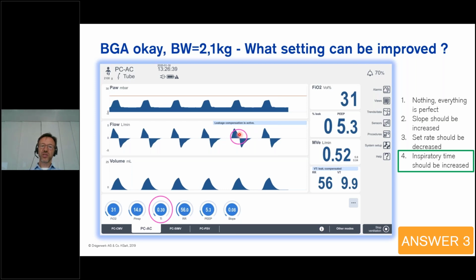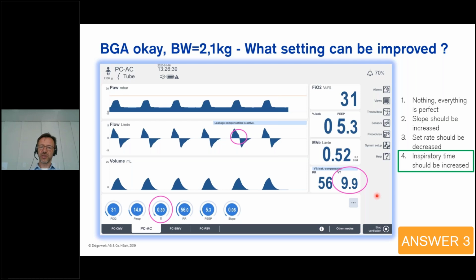So the ventilator started the expiration too early. This inspiratory time of 300 milliseconds is not sufficient for this time constant of the lung. So what we can do now is increase this number. And before I do this, I can show you here, this is the tidal volume currently.